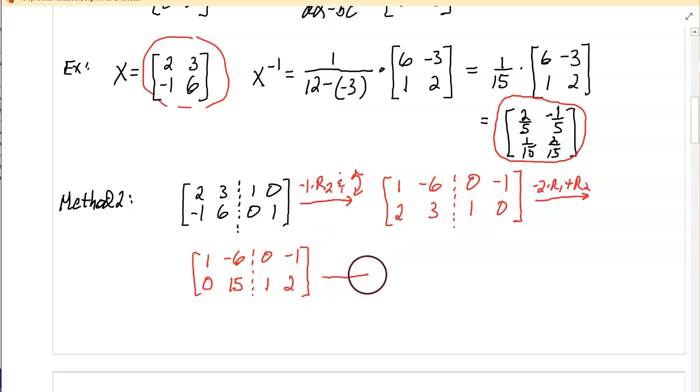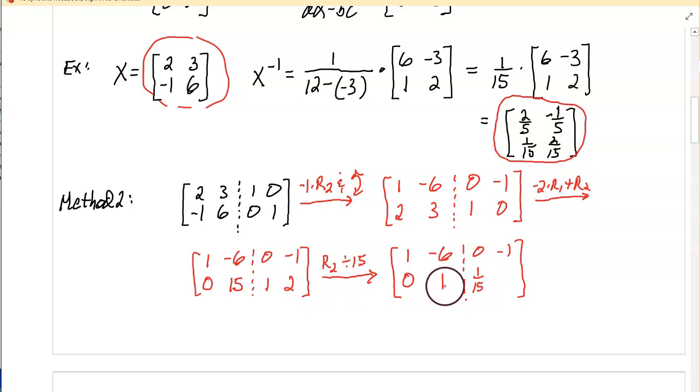For my next operation, I'm going to take row 2 and divide it by 15 so that this number turns into a 1. When performing that operation, the first row will not change. 0 divided by 15 is 0. 15 divided by 15 is 1. 1 divided by 15 is 1/15. And 2 divided by 15 is 2/15.